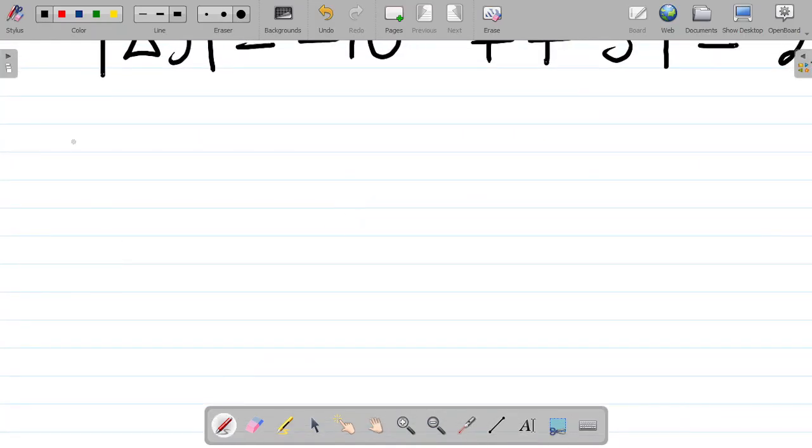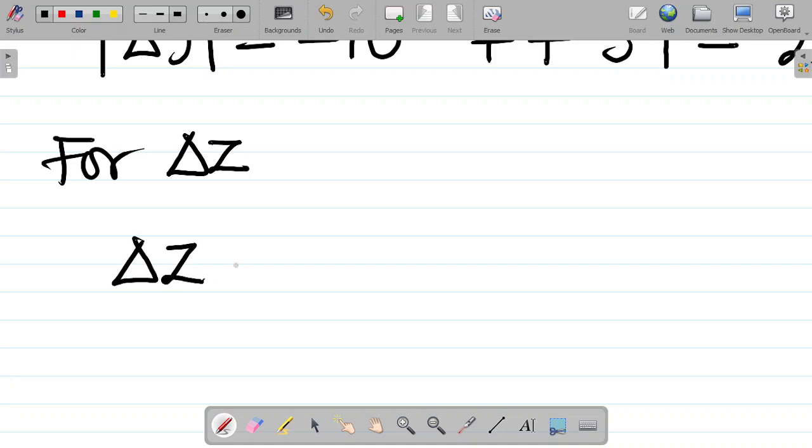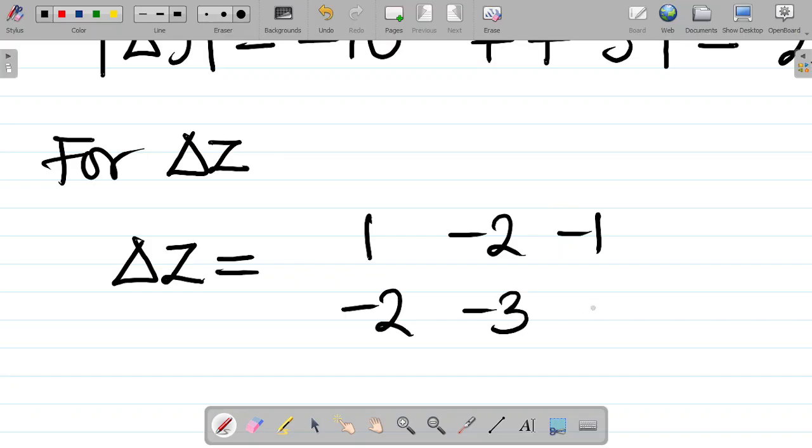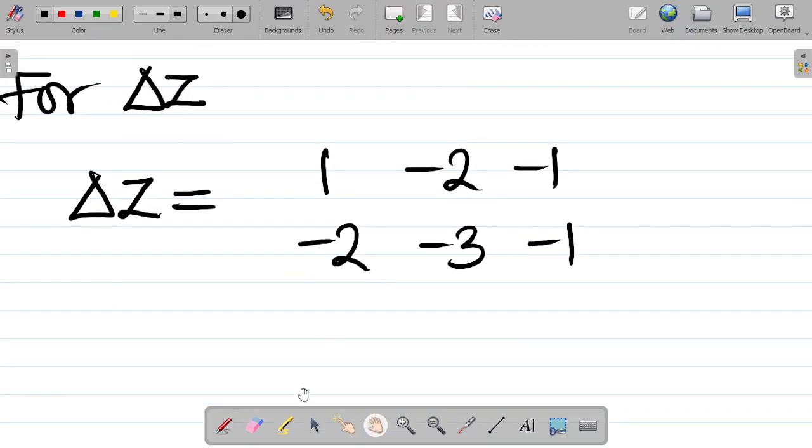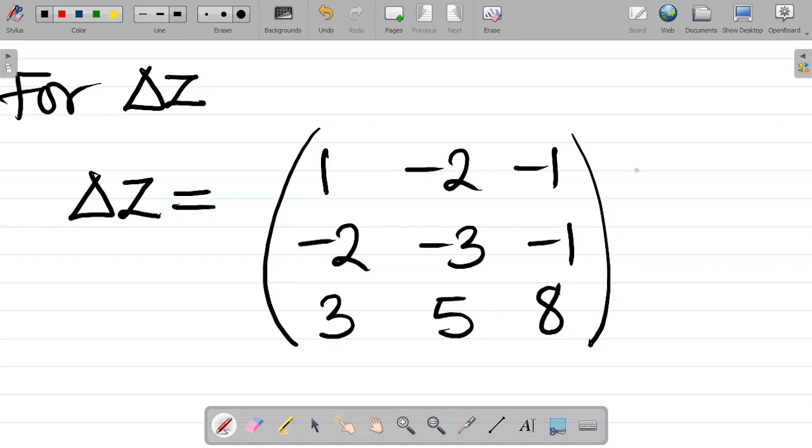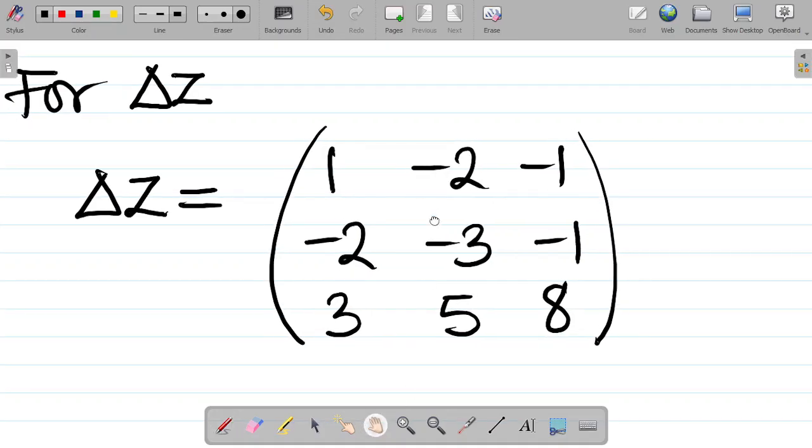So I'll come here and write for lambda z. Now for lambda z, what do you have there? We'll have that lambda z, as we said, is equal to the matrix: 1, minus 2, minus 1, minus 2, minus 3, minus 1, then 3, 5, 8, 3, 5, and then 8. So I'll take this in a matrix, and then of course I'll have to find the determinant of this matrix.